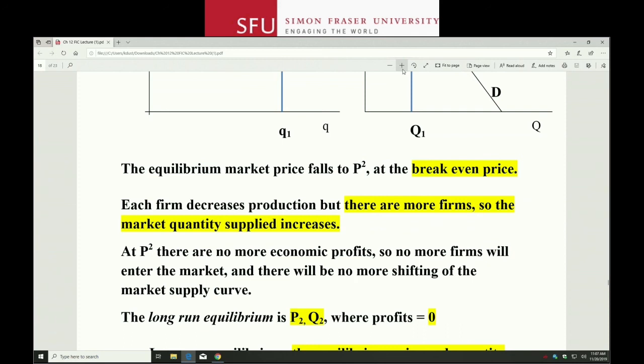Okay, so in the long run, the equilibrium is the price and quantity that's reached in the market where the firms are breaking even. And it's a long-run equilibrium, meaning that at that point, there's going to be no more changes in the number of firms. Other firms aren't going to want to enter the market, and also there's no reason to leave the market.